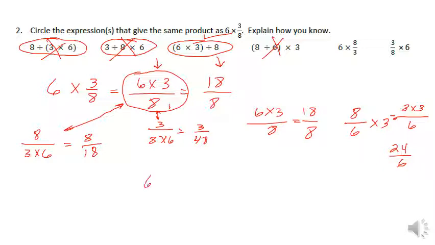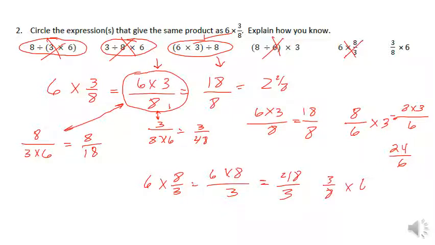The next one, 6 × 8/3, equals 48/3. We already know that if we did this one, it would end up with 2 2/8, and this one here is going to be a lot more than that. And the last one, 3/8 × 6, equals 3 × 6/8, which equals 18/8. And that was a good one. So there are the two that were equivalent to that same expression.